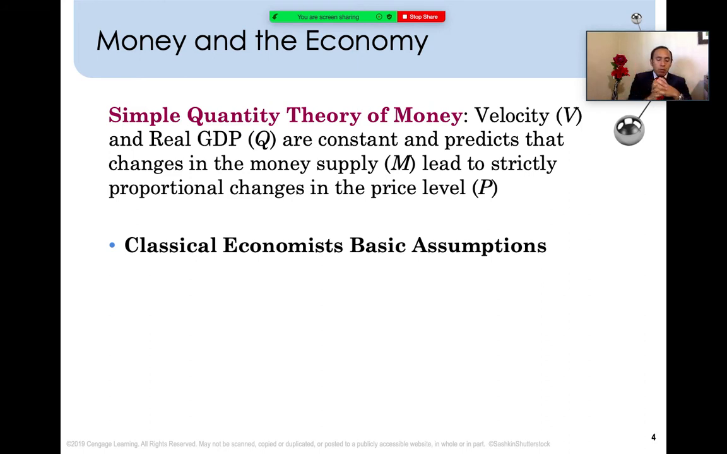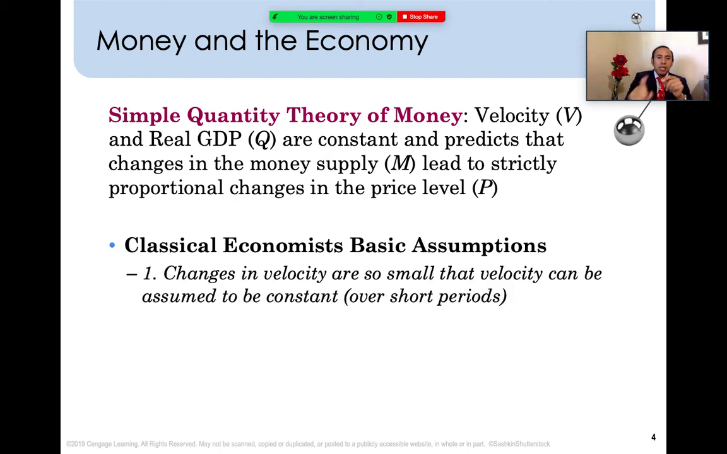This is a classical approach, and the classical perspective of money has basic assumptions. The first assumption indicates that changes in velocity are relatively small, if there are any, and therefore velocity is constant over the short term. And the short run consists of short periods of time, 6 months, 9 months, or a year, or so on.